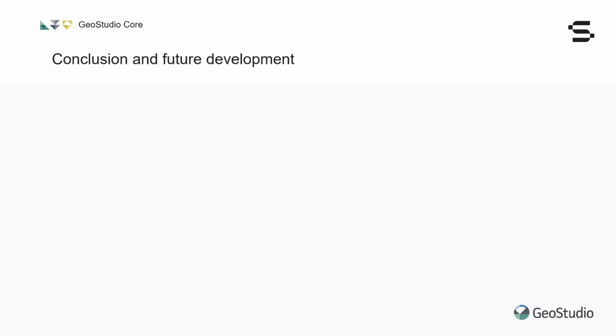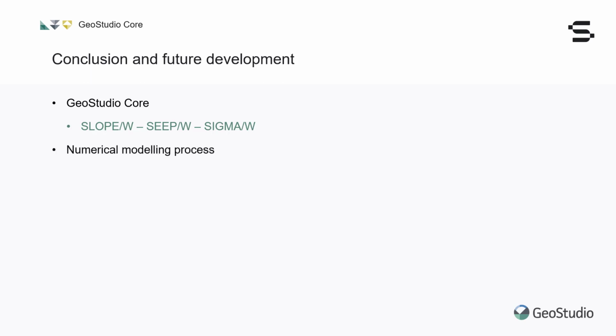So this concludes the October edition of our GeoStudio Tech Talk webinar series. The webinar focused on GeoStudio Core, the group of products featuring SLOPE/W, SEEP/W, and SIGMA/W. We saw how each product fulfills its own role through an integrated solution approach. We also reviewed how a thorough numerical modeling process should be conducted, and 6 important steps were laid out.